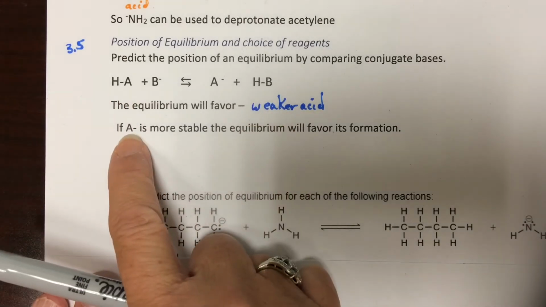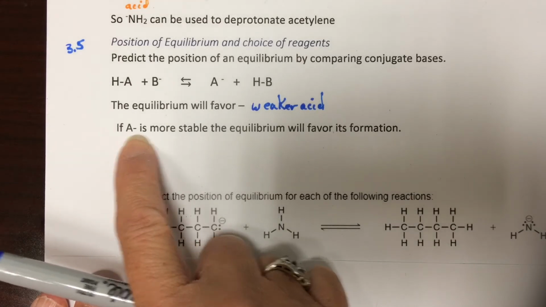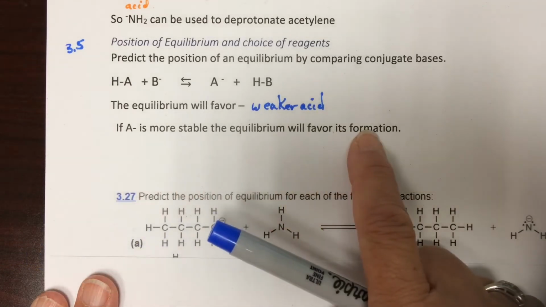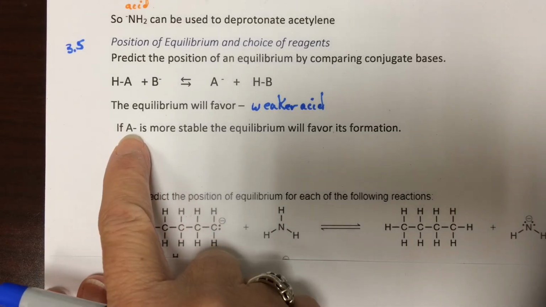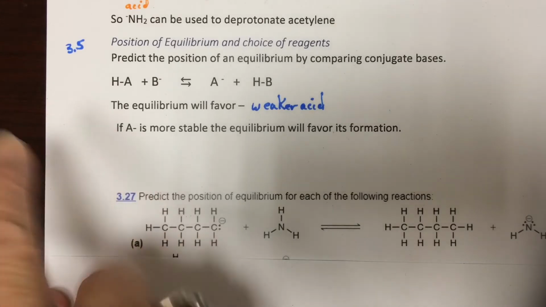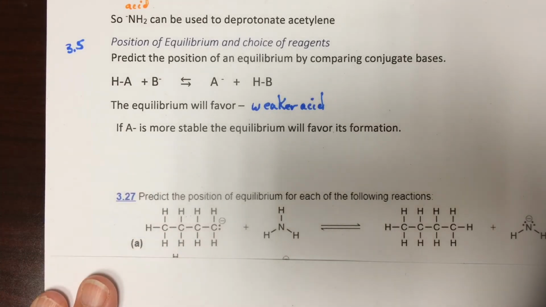Also, if the conjugate base is more stable, equilibrium will favor its formation. So we can look at it both ways. The more stable conjugate base is going to have the stronger acid associated with it. So let's look at an example here.